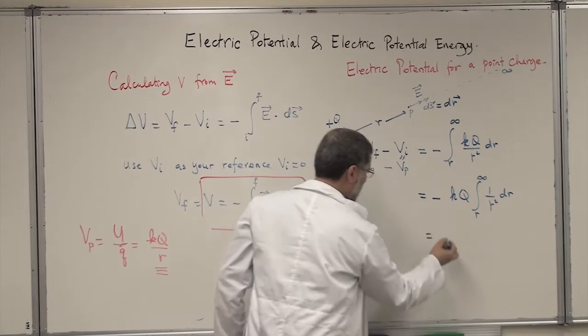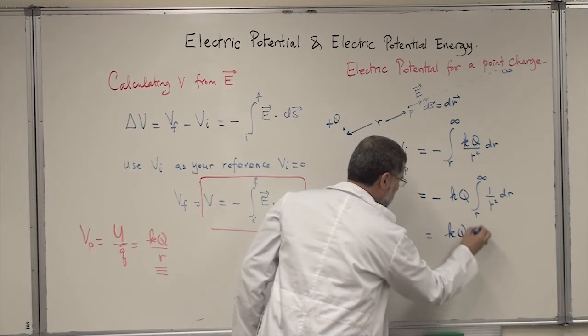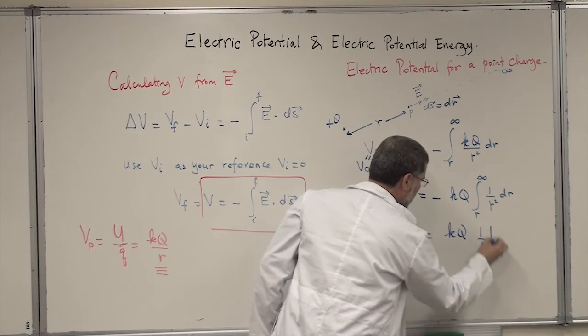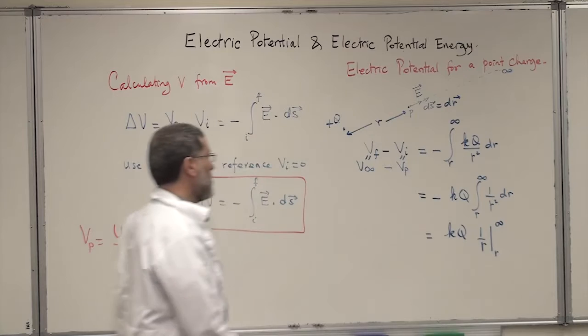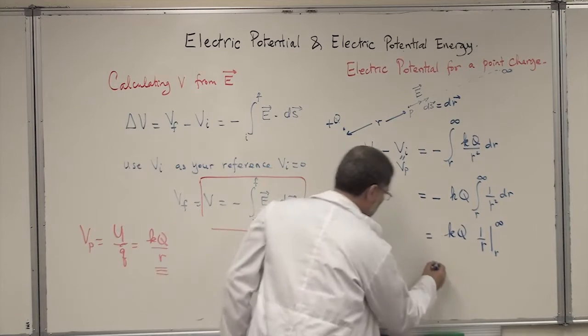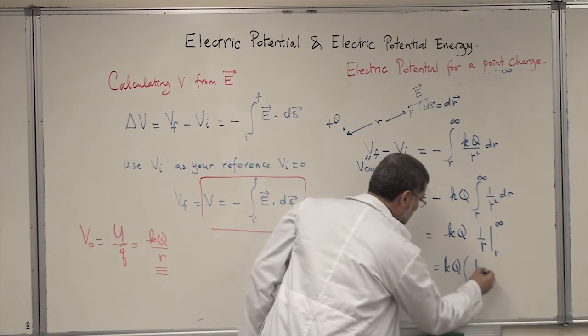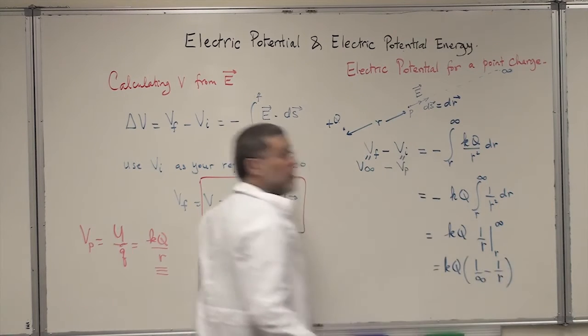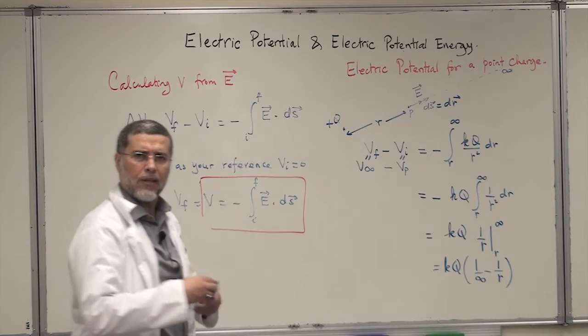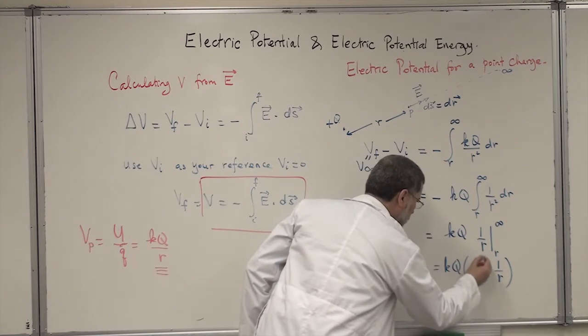It cancels this minus sign, so it will be KQ times 1 over R between R and infinity. Okay? So it will be what? It will be KQ times 1 over infinity minus 1 over R. You all agree with me here? So what is 1 over infinity? It is 0, right? This is 0.